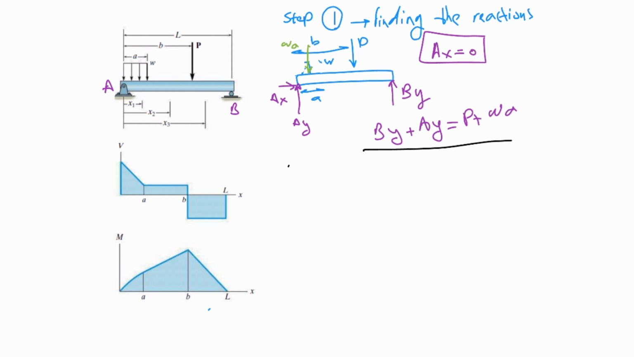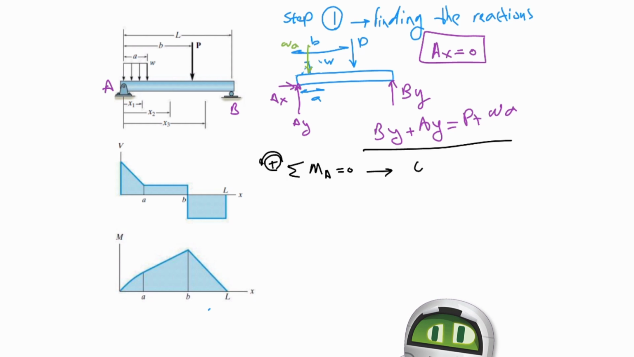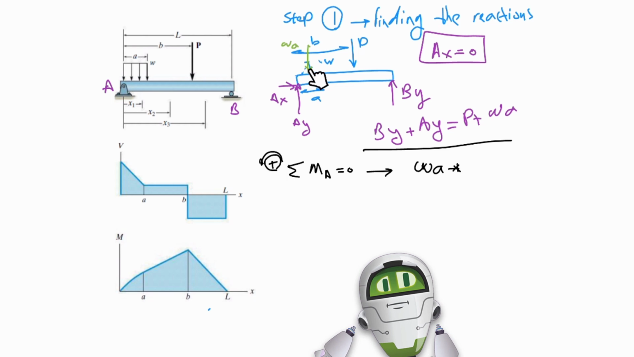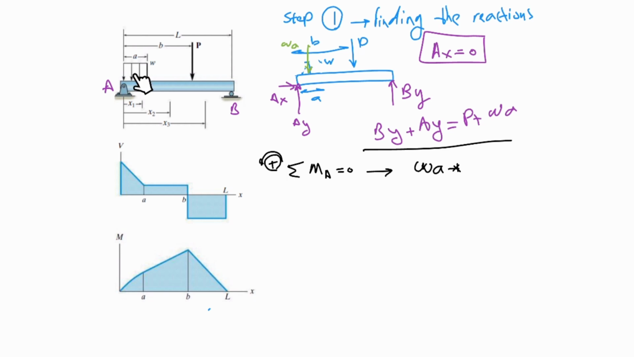I need another equation, which is sigma M. I do sigma M around point A equal to 0 and consider the counterclockwise as the positive direction of the moment, and then start to take the moment around point A. What I would have is this. WA is a force and it has an arm. The arm is the middle of this because we put this as the result of the distributed load in the middle of that. Then this is WA times A over 2.